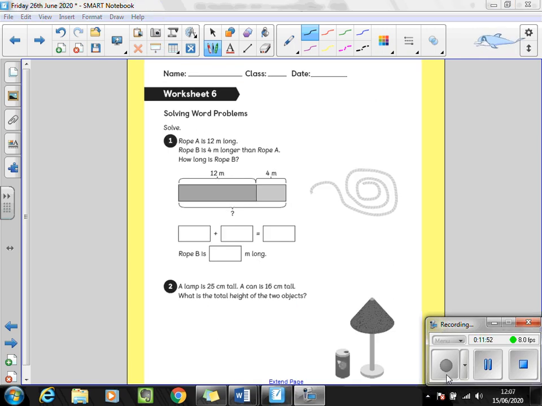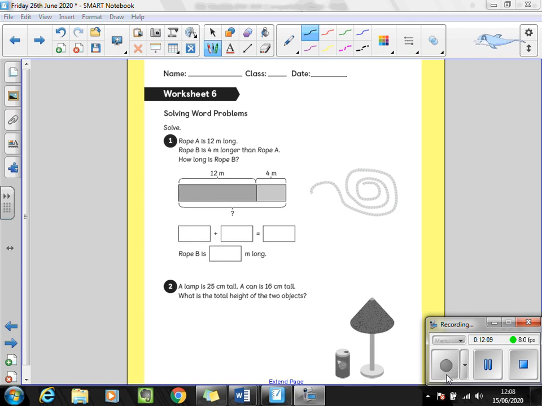Okay, independent learning for the last time this week. Have a go at solving the 8 questions, which are all to do with word problems, so you might have some addition and some subtraction. I'll read through them and then I'll leave you to have a go at solving them on your own.